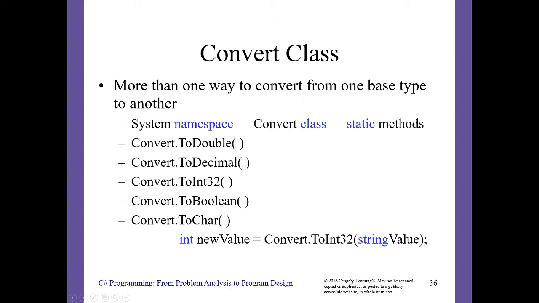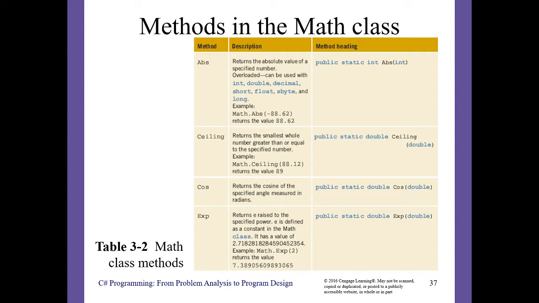So in this example here at the bottom of the slide, I have an integer named new value. And by the way, I can declare my variables like that in line with a line of code. And I want to set that variable equal to the string that's in my parameter value converted to an integer. So it'll be a 32-bit integer. And that statement then will take that string and convert it to that desired data type.